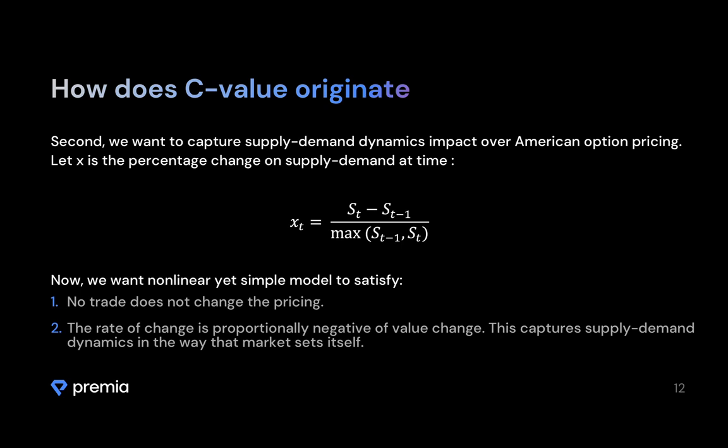But we also want to satisfy a few requirements. The first one is obviously that no trade means no change in the C-value. And the second one is that the rate of change is inversely proportional to the value of change. That means that when the market reacts to liquidity provision, the model should render the C-value lower, and when liquidity is withdrawn or locked, it makes the C-value higher.